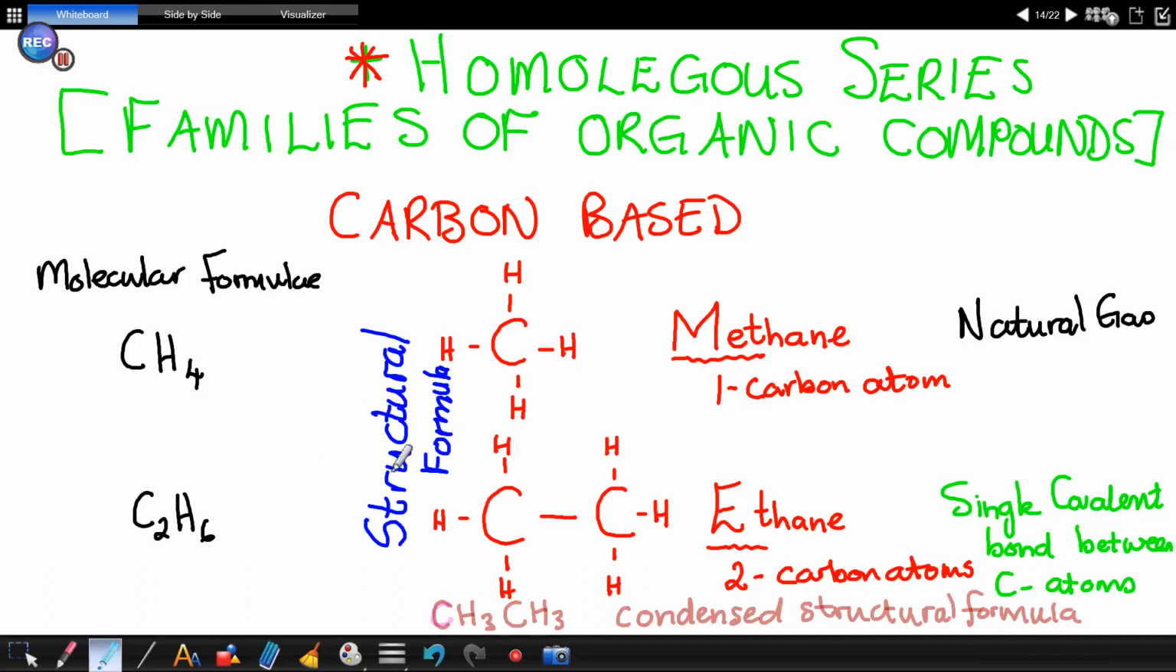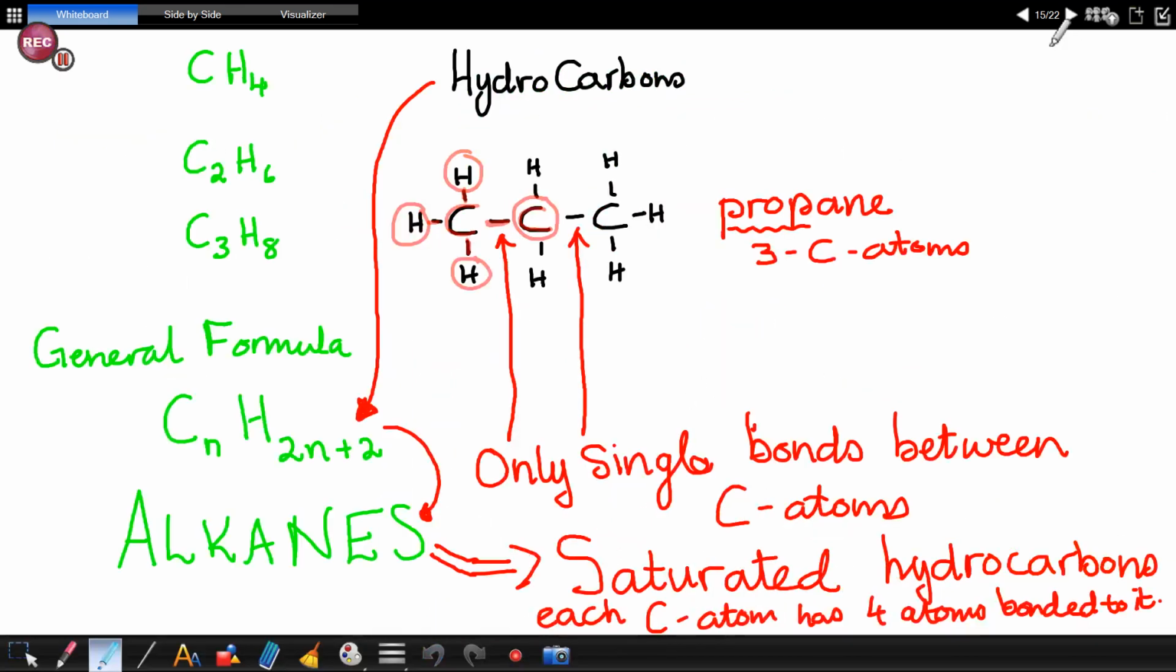So you're taking this first carbon and you're telling me there are 3 hydrogens joined to it. That first carbon is joined to the second carbon, and the second carbon has 3 hydrogens joined to it. Yes. So let's go to the condensed structural formula for propane. The first carbon has 3 hydrogens joined to it. The second carbon has 2 hydrogens joined to it. And the third carbon has 3 hydrogens joined to it. So this is the condensed structural formula.